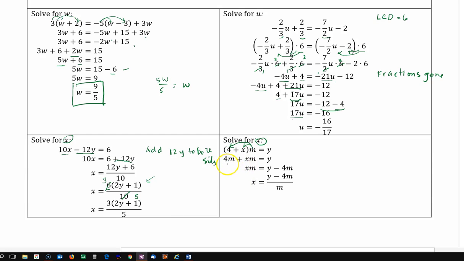These are unlike terms. 4m doesn't have an x, and xm has. So we kick out 4m. That's the obstacle. So we subtract it from the right hand side and get xm equal to y minus 4m.